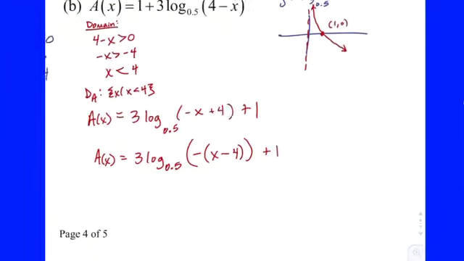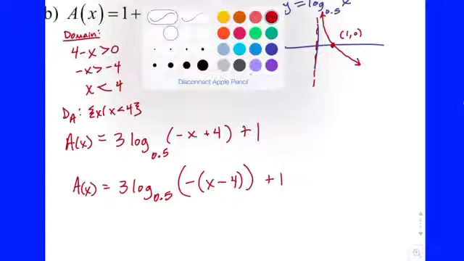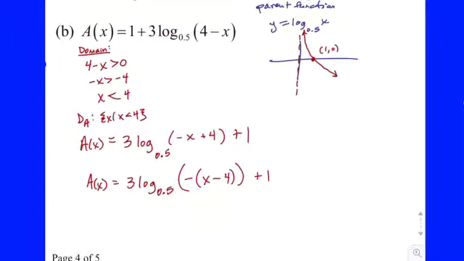All right, so let's go ahead and talk about what these transformations do. What does the 3 do to our parent function log base 1/2 of x? Vertically stretches. Okay, so it just makes it look like that. We don't really care. That doesn't change the shape. It's just steeper. But what does the negative in front of the x now do? Flips it across the y-axis. So yeah, now we've got it living to the left of the vertical asymptote.